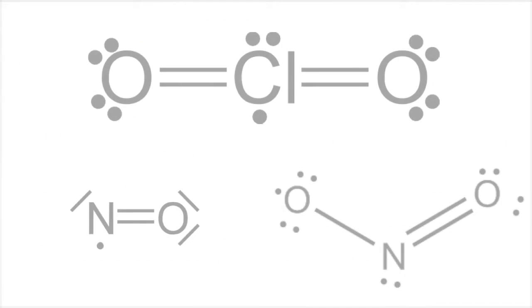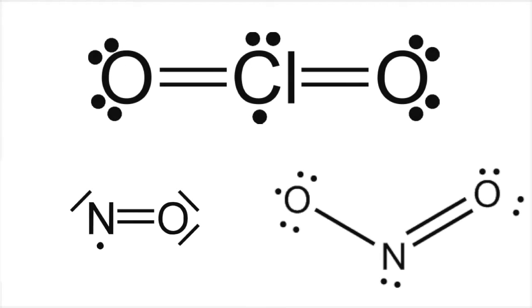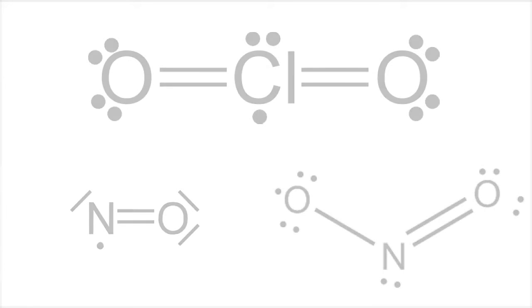In certain molecule pairings, such as ClO2, NO, NO2, and O2 negative, the number of valence electrons is odd and cannot be completed like the vast majority of other molecules.